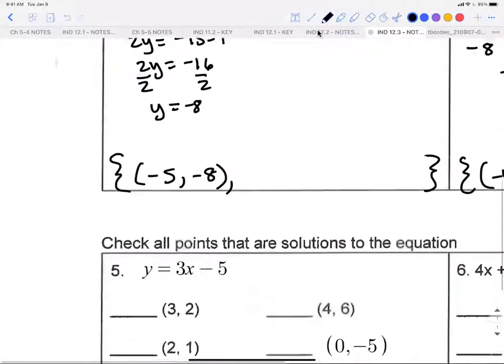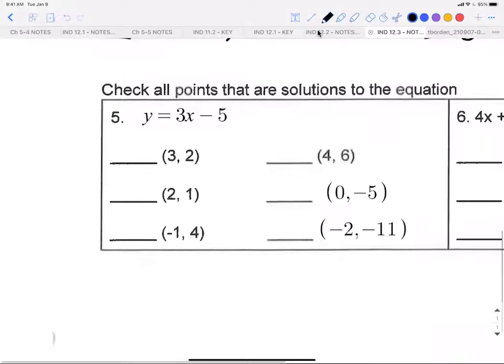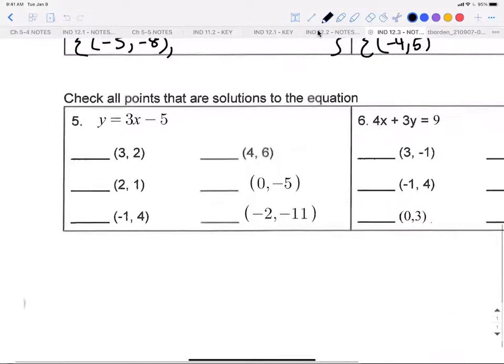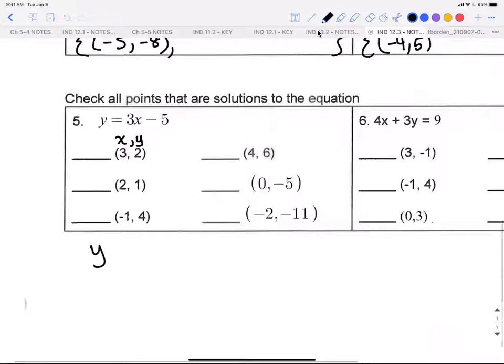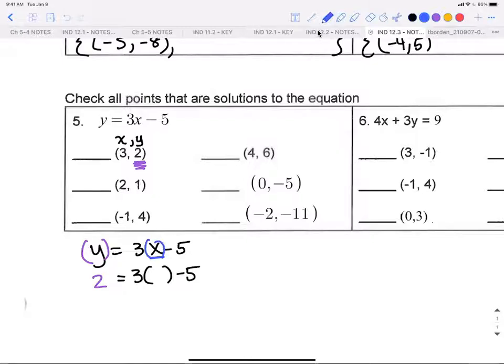All right. So where it says to check all the points that are solutions to the equation, this is an X and a Y, right? My equation is Y equals 3X minus 5. Where there is a Y, I'm going to plug in the Y value of 2, so 2 equals 3 times parentheses minus 5. Where there was an X in the equation, I'm going to plug in the X value of 3. Now I'm going to evaluate and see if I get a true or a false statement.